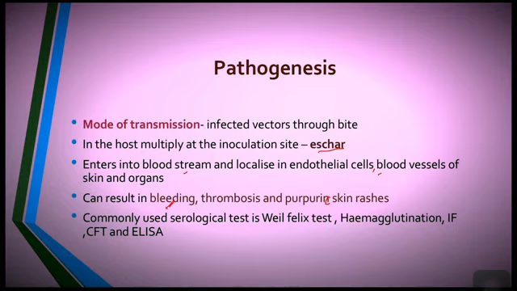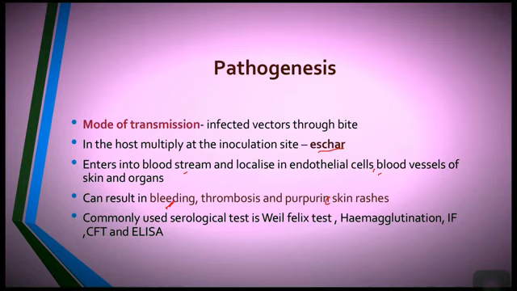Rickettsial diseases can be diagnosed in the laboratory either by isolation of the organism or by means of serological tests. The commonly used serological tests include the Weil-Felix test, hemagglutination, immunofluorescence, CFT (complement fixation test), and ELISA, enzyme-linked immunosorbent assay. The Weil-Felix test is based on heterophile antigens. Those are antigens of a similar nature but present in different tissues and different biological species.